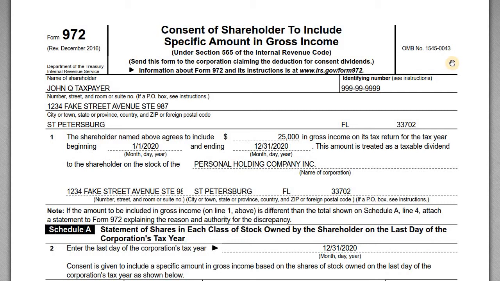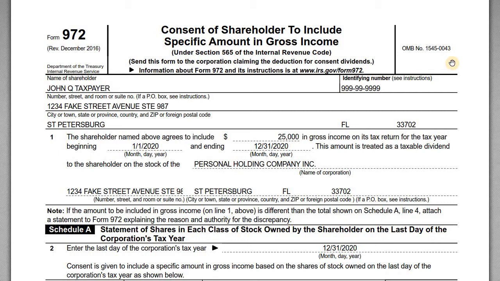So form 972 is a consent of shareholder to include an amount in gross income. This is in reference to a C corporation distributing dividends to shareholders. Right, so there's a lot to unpack in this video.